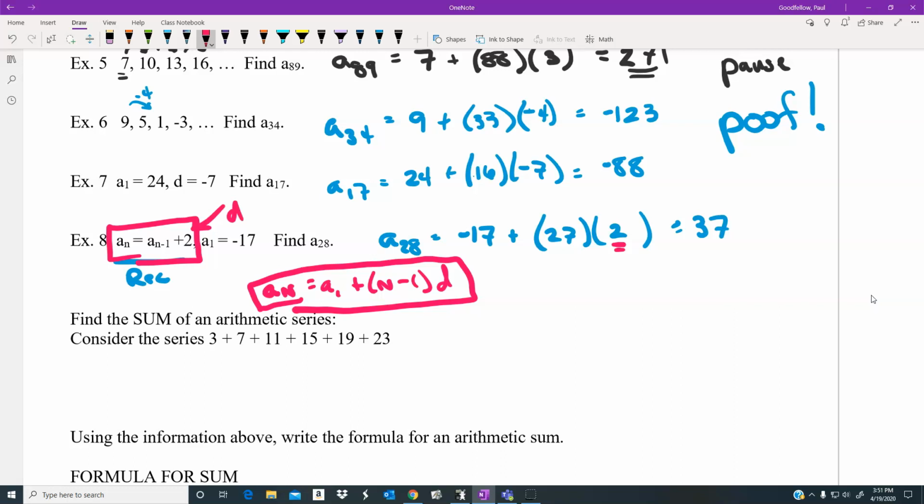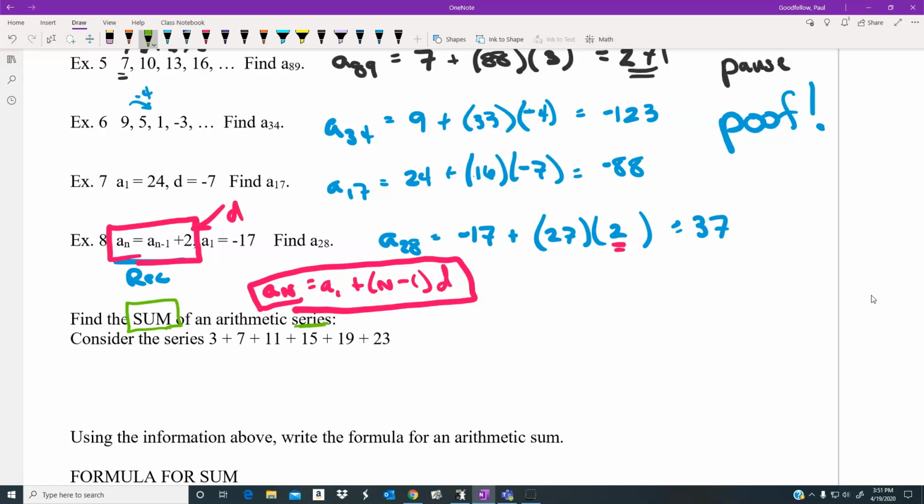Now, what if you wanted to take these terms that were going on here, but instead of just zipping to a specific one, you wanted to add them all up to that particular one? Well, that addition concept would no longer be a sequence. It would be a series. The sum would be a series kind of idea.